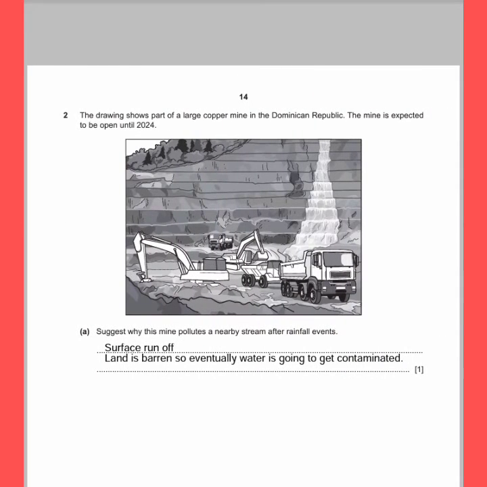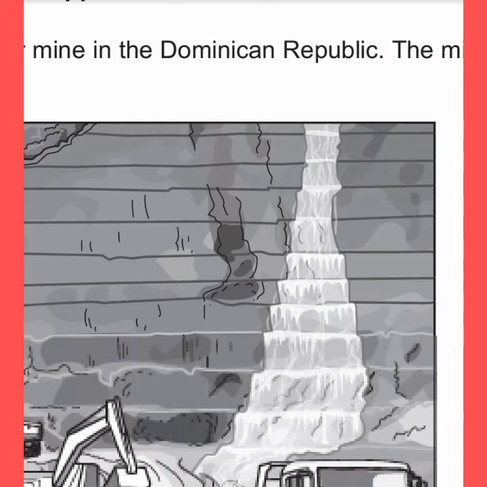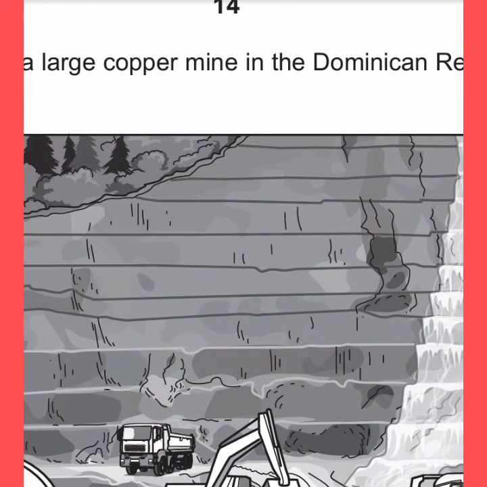Then moving on, the drawing shows part of a large copper mine in the Dominican Republic. The mine is expected to be open until 2024. So that's why this mine pollutes a nearby stream after rainfall events. So you have been giving a picture, you are supposed to answer according to the picture, right? So if you see here, what is this? This is surface runoff, right? And also you can see that the air around it is deforested, right?